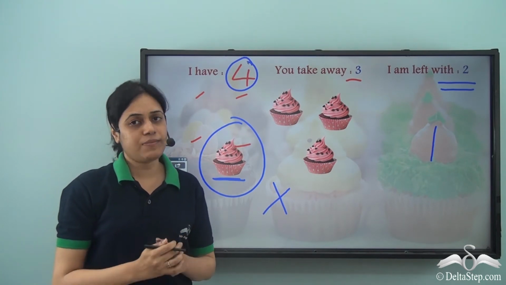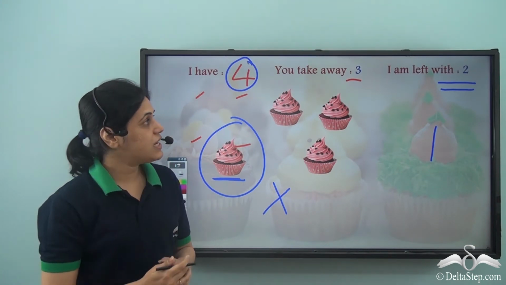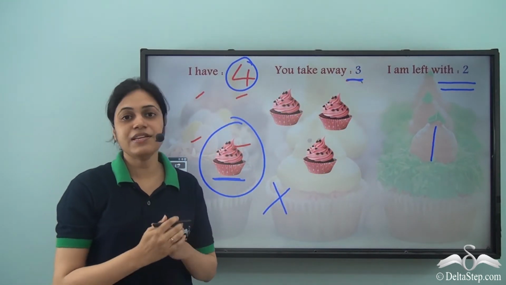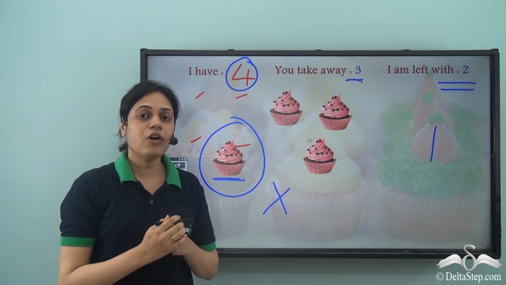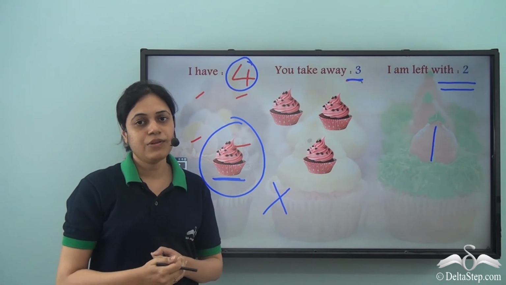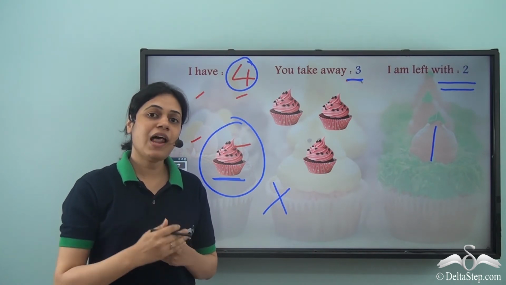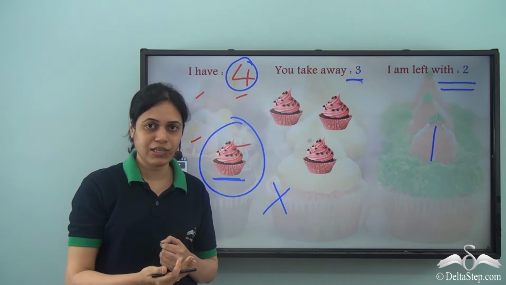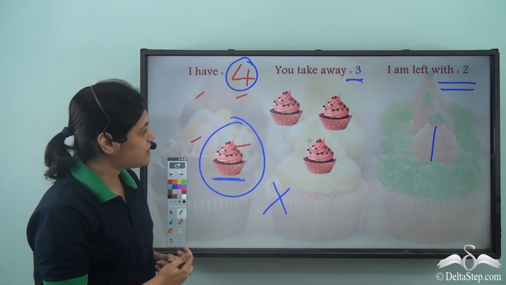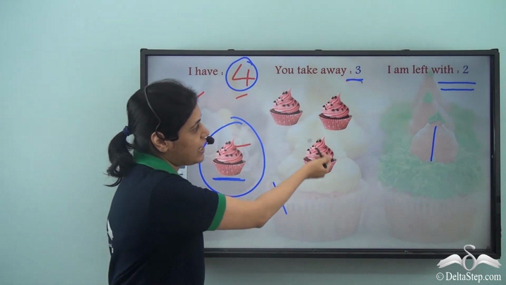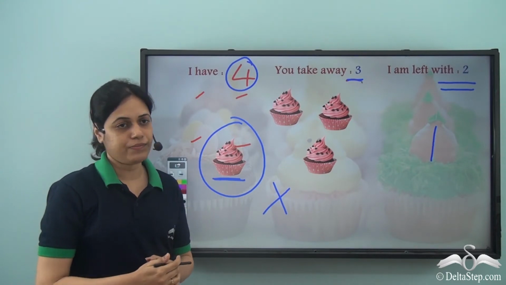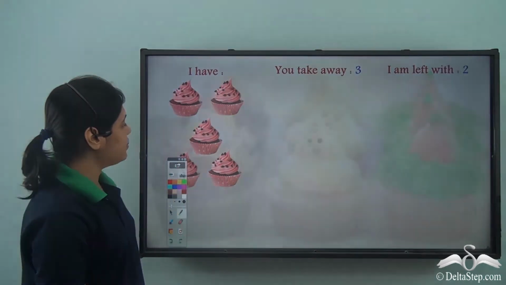But did you observe something? Because I gave you 3 cupcakes, I cannot have less than 3 cupcakes. Because if I have less than 3 cupcakes, I cannot give you 3. Right? So I will have more than 3 cupcakes. So 4 could be a possible answer, but I've seen that if I have 4 and I give 3 to you, I would be left with only 1 cupcake.